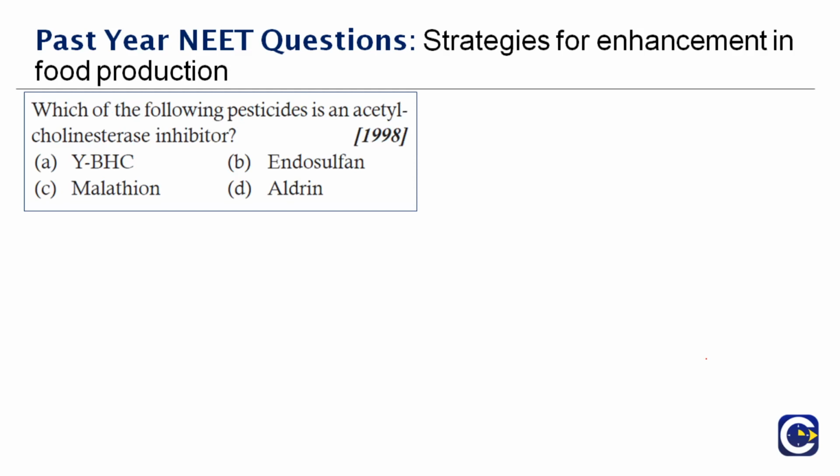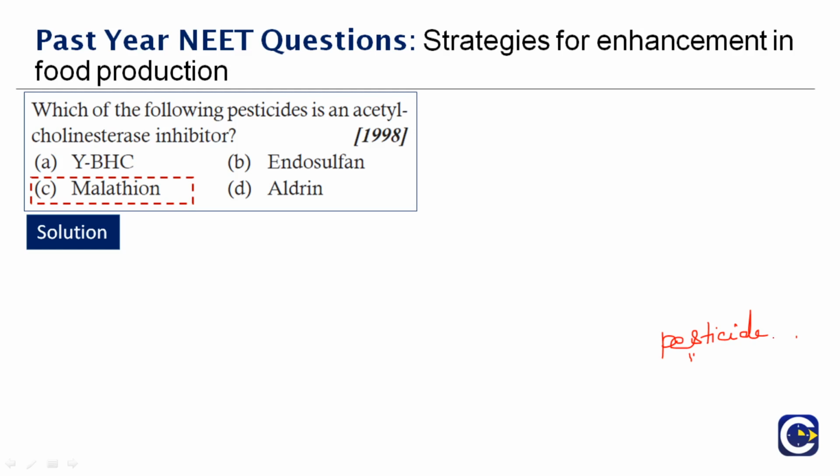Which of the following pesticides is an acetylcholinesterase inhibitor? Cholinesterase is an enzyme. The right answer to this question is malathion, which is option C. You don't have much explanation for this, but I can explain what this malathion is. Is it an insecticide, or how can you tell it? See, malathion is a pesticide.